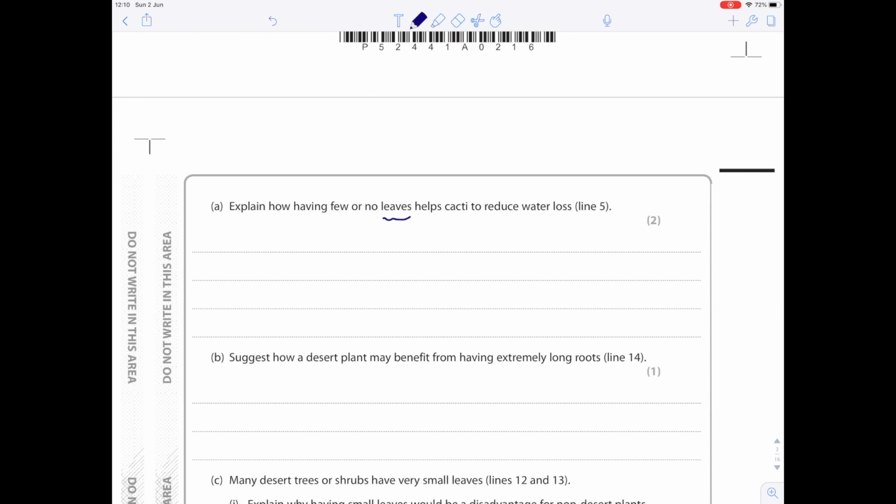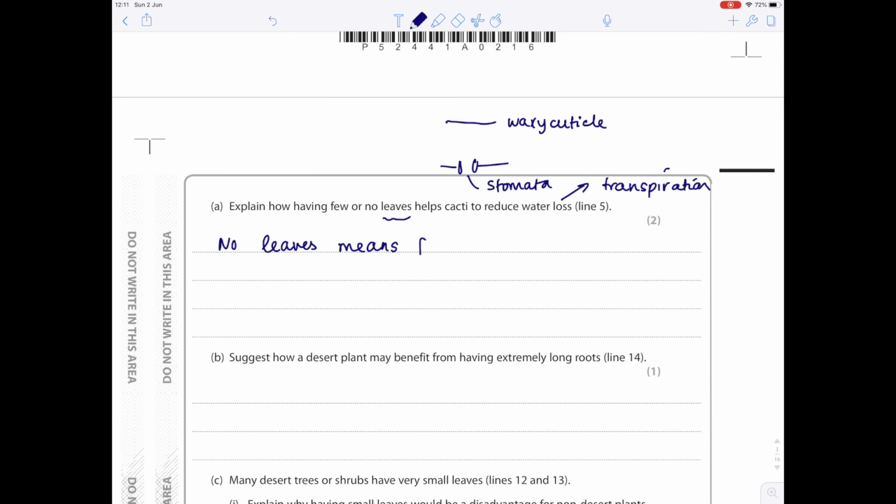If they have no leaves, then remember the leaf structure, which has the waxy cuticle, then it has the upper epidermis, the palisade mesophyll, the spongy mesophyll, the lower epidermis, and then remember you have guard cells with stomata. And that's the key bit here, because water loss or transpiration occurs out of the stomata. If you have fewer stomata, then you'll have automatically less water loss. So we're going to say no leaves means fewer stomata, so less transpiration takes place.